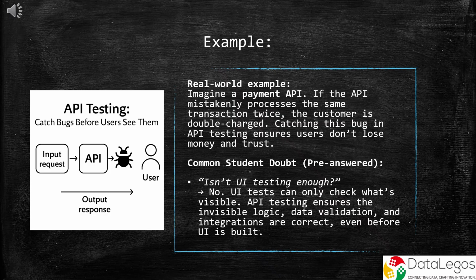A common question is, isn't UI testing enough? The answer is no. UI tests only check what is visible, but API testing ensures the invisible logic, data validation, and integrations are correct, even before the UI is built.